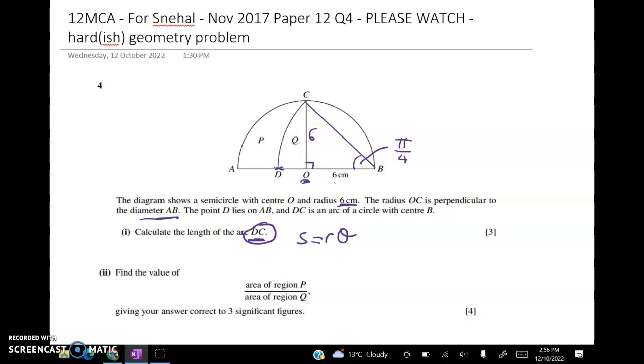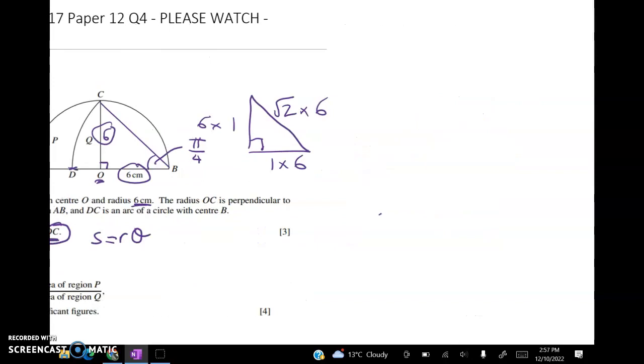The next thing we can say is because this side is 6 and this side is 6, what we've got is a triangle that's similar to a 1, 1, root 2 triangle, only it's a 6, 6, 6 root 2 triangle. And that means that we know that CB, so the straight line CB, is equal to 6 root 2.